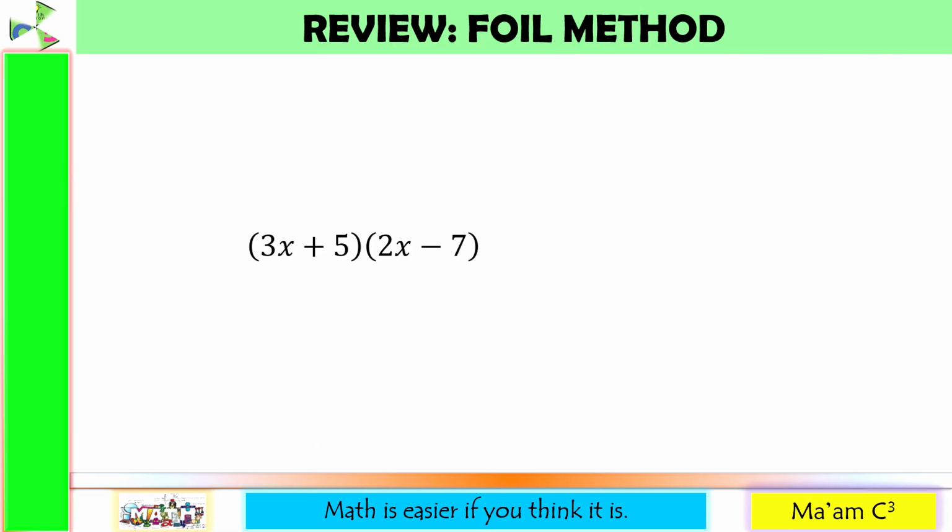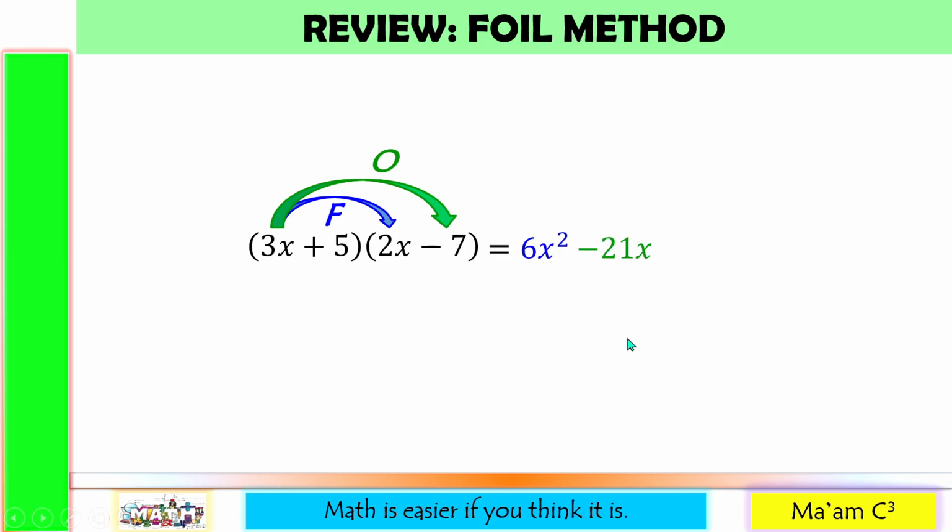Product of two binomials. There are several ways of doing this. In fact, last lesson, I reviewed the window method. This time, let's have the FOIL method. F stands for the first terms of the binomial, so we're going to multiply them. This will be 6x squared. Now for the O, that would be the outer terms. In this binomial, that is 3x, and in this binomial, that would be negative 7. So 3x times negative 7 is negative 21x.